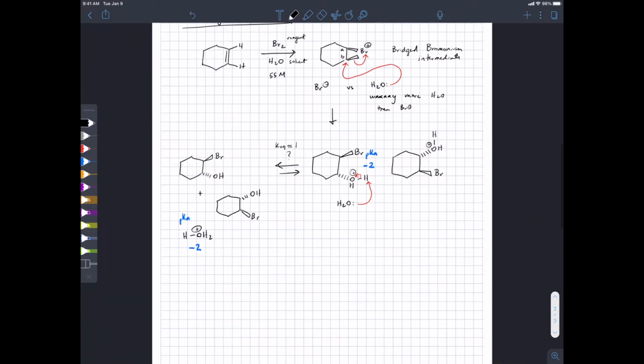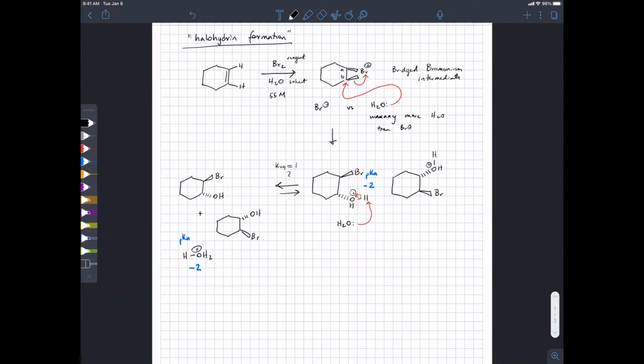Now, you're right, and one thing you notice is that this reaction produces H3O plus and Br minus. So yes, it's going to be an acidic aqueous solution, and to work up this reaction, you would need to neutralize the solution. But in terms of pKa's alone, this is reasonable.